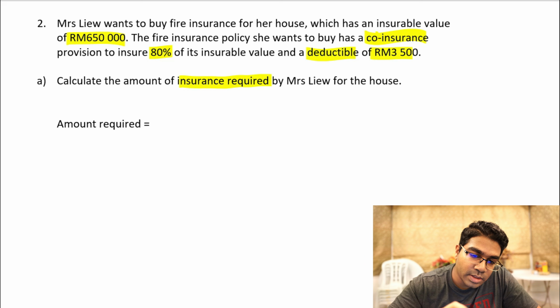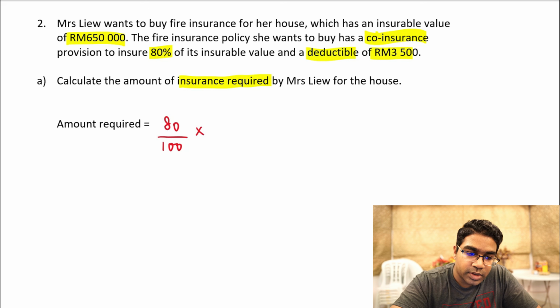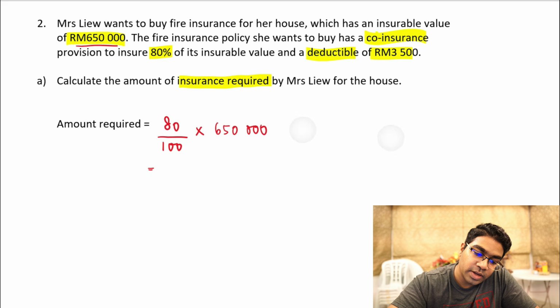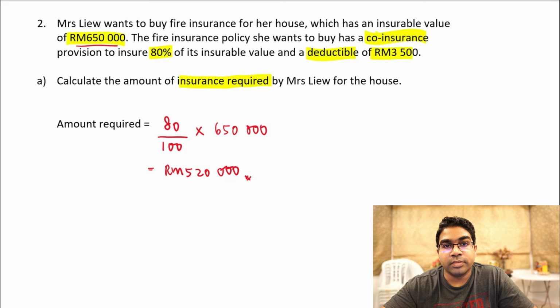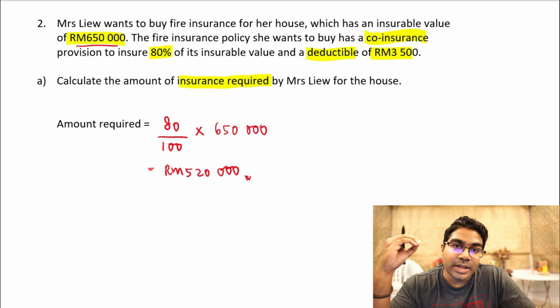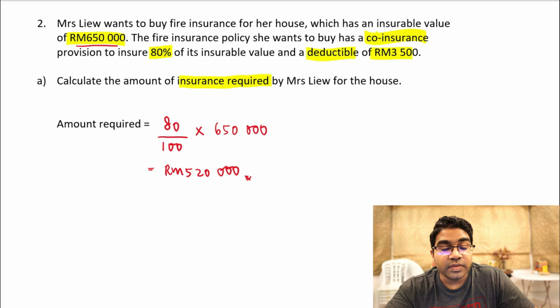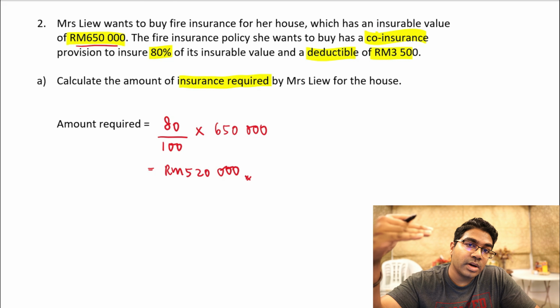So that would be 80 over 100, 80% times the insurable value, which is 650,000. And so the amount here will be 520,000. This is the amount that she is required to buy. So she can either buy the required amount or she can buy less. The compensation that she receives will depend on how much she buys, whether she buys the required amount or less.